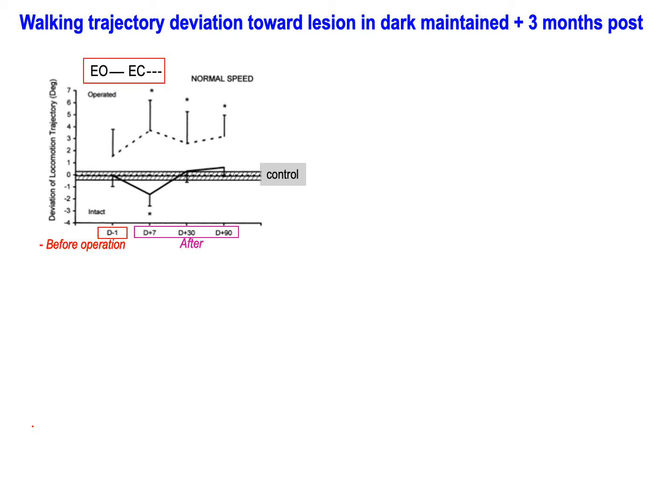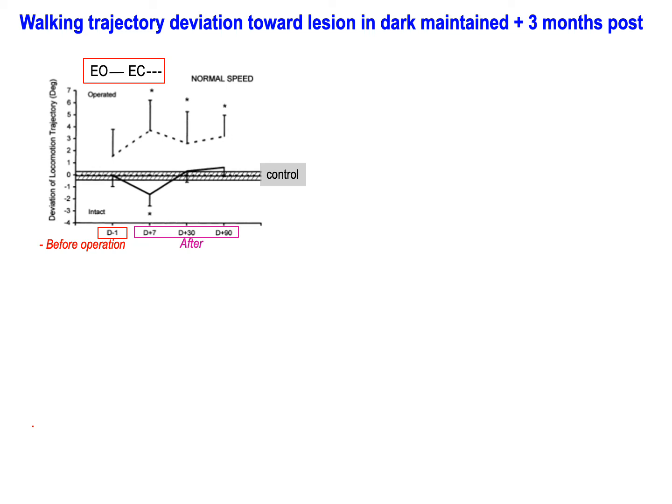There's a lot going on in these graphs, so I'll walk you through it. The y-axis is the deviation of locomotion trajectory. We talked about this last week within our vision section. This is a really good indication that if you can't walk in a straight line, clinically there may be something going on in terms of your control mechanisms being impacted.